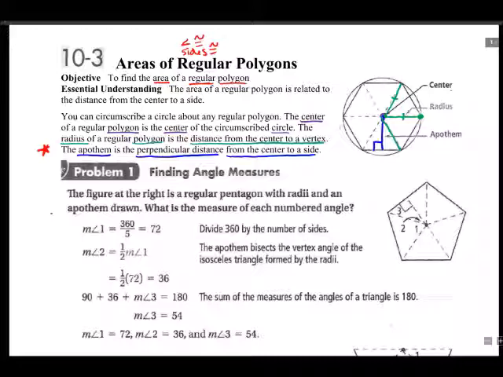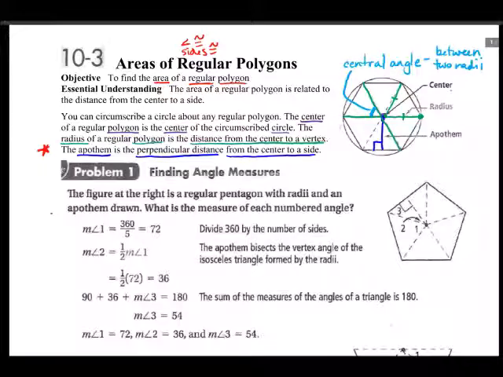I'm going to add one more vocabulary word here. If we draw two radii, the angle formed by those two radii is called the central angle. And this is the angle between two radii. All right, now this is all our vocabulary.